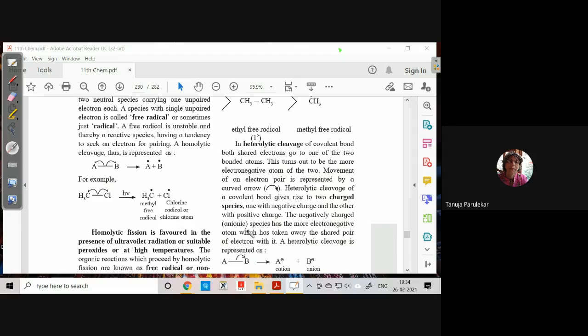The positively charged species has the more electropositive atom, and the negatively charged anionic species is the more electronegative atom which has taken away the electron pair or the shared electrons. The heterolytic cleavage is represented.